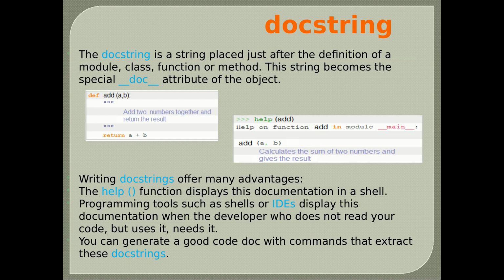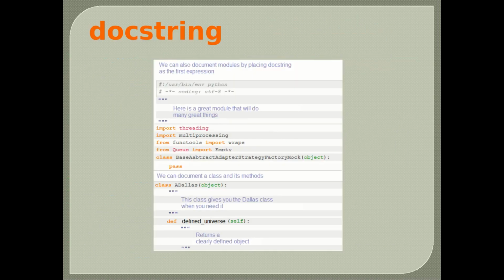Programming tools, such as shells or IDEs, display this documentation when the developer, who does not read your code but uses it, needs it. You can generate good code documentation with commands that extract these docstrings. We can also document modules by placing a docstring as the first expression. You can type the doc where I have written, "Here's a great module that will do many great things." We can document a class and its methods also. You can write the doc for the class after defining the class name, or after defining the method.